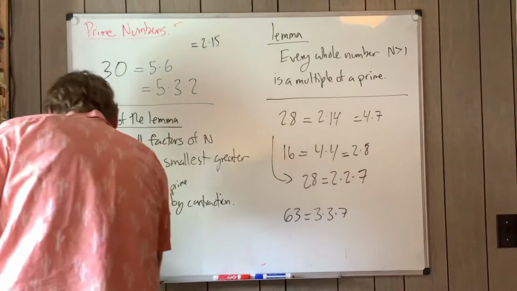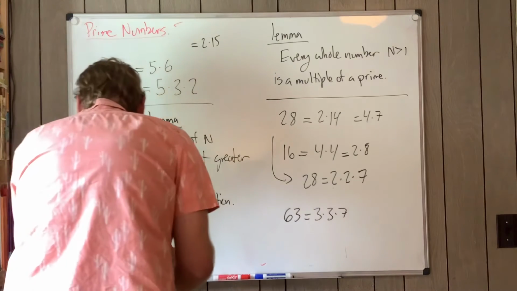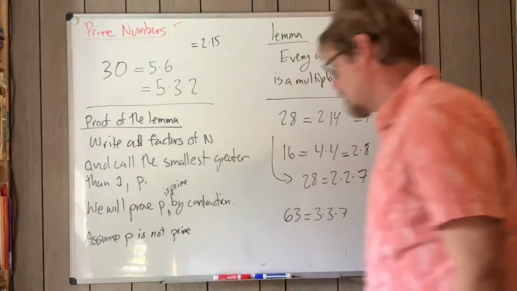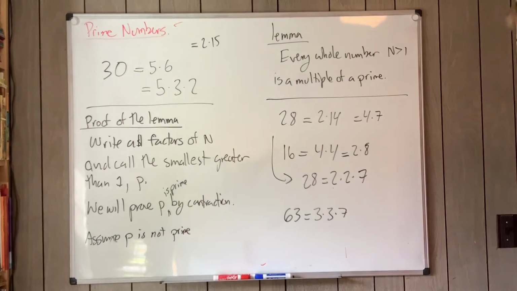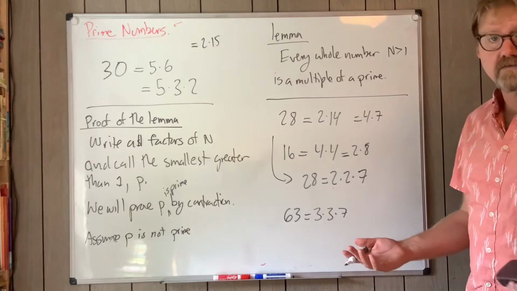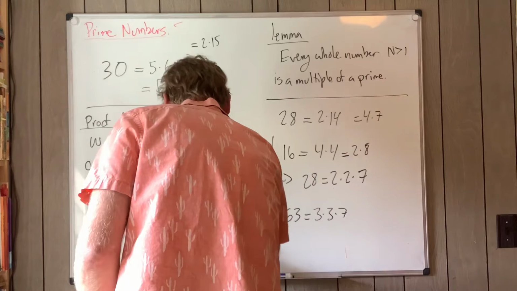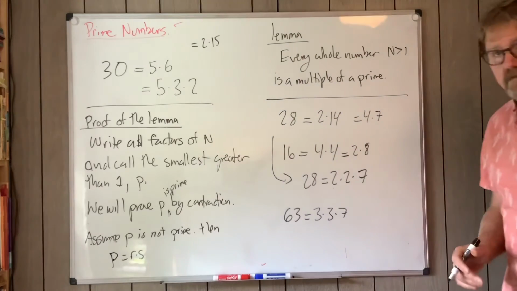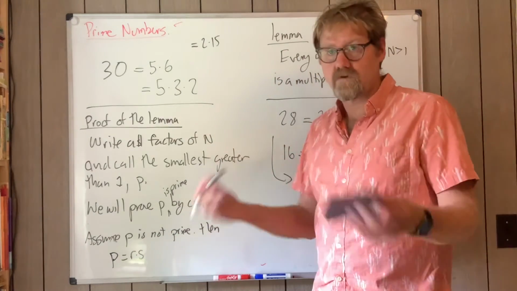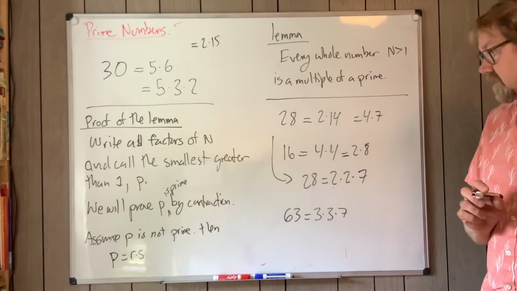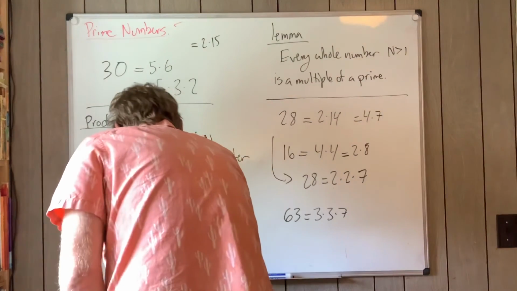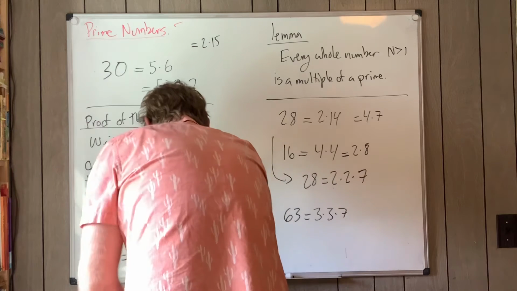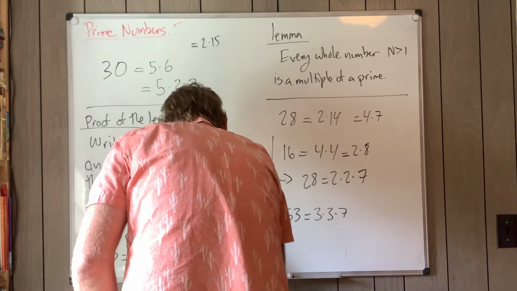Okay, so assume p is not prime. So if it's not prime, then we can write it in terms of a product of factors. Then p can be written as r times s, right? And r and s are both whole numbers that are smaller than p, right?